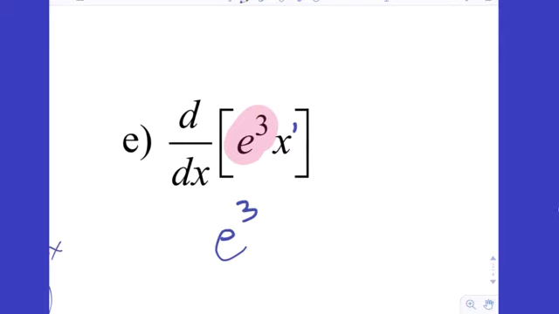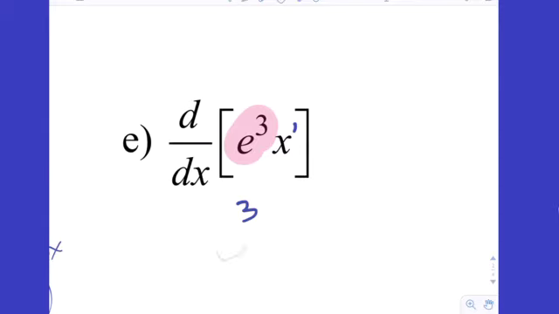If that were 5x, the derivative would be 5. If that were 10x, the derivative would be 10. It happens to be E cubed x. Its derivative is E cubed. So just because it has an E in it doesn't mean that it's going to be necessarily a variable function. Make sure you look for the x in the exponent. So I could try to trick you.